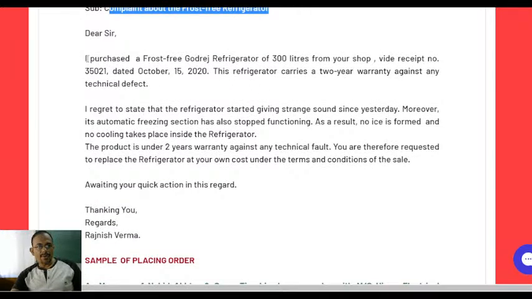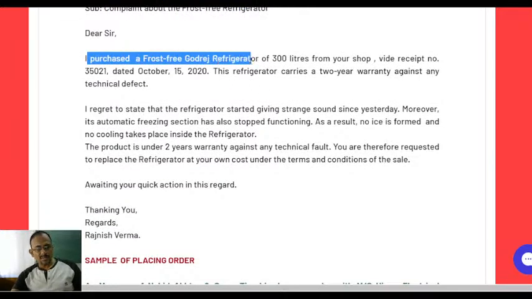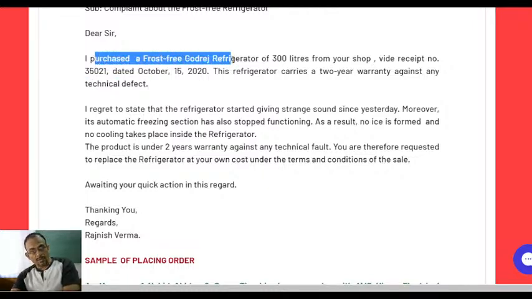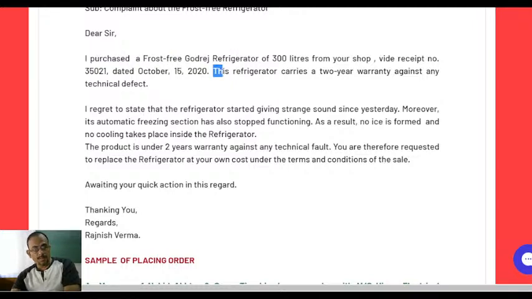Dear sir, I purchased a frost-free Godrej refrigerator of 300 liters from your shop. See the receipt number. This receipt number is not required; you write the invoice number, the date is not required. This refrigerator carries a 2-year warranty against any technical defect. So this you can mention at the beginning also. First of all, you write the name of the product, model number, then mention the invoice number, and then you can write this product carries a 2-year warranty against any technical defect.